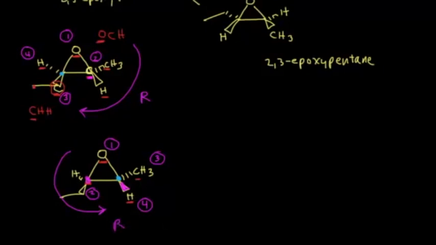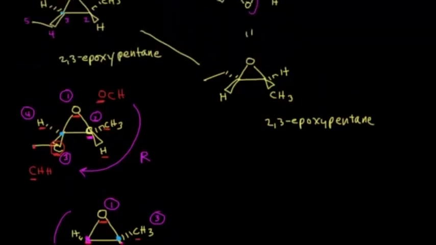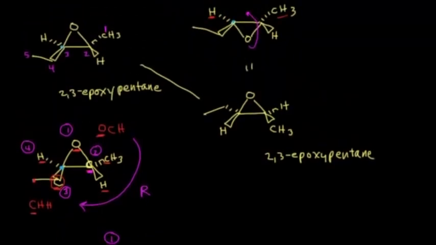So we can go ahead and finalize the name, right? So at carbon 2 and at carbon 3, we have an R absolute configuration, so the name of this enantiomer would be 2R, 3R, 2,3-epoxypentane. And for this enantiomer over here on the right, I know that it's the enantiomer, so I just have to switch the absolute configuration. So this one is going to be 2S, 3S, 2,3-epoxypentane.